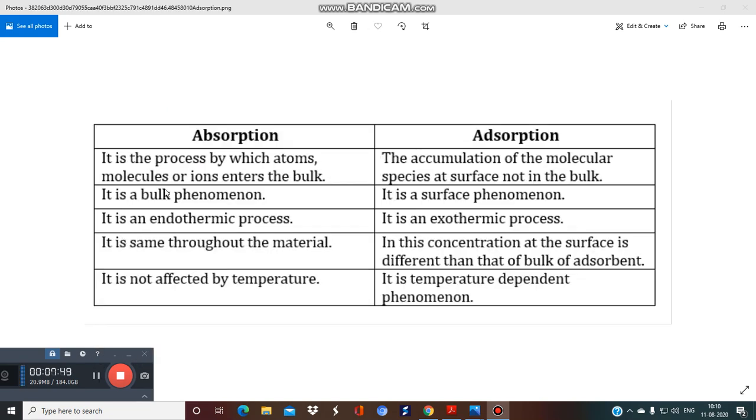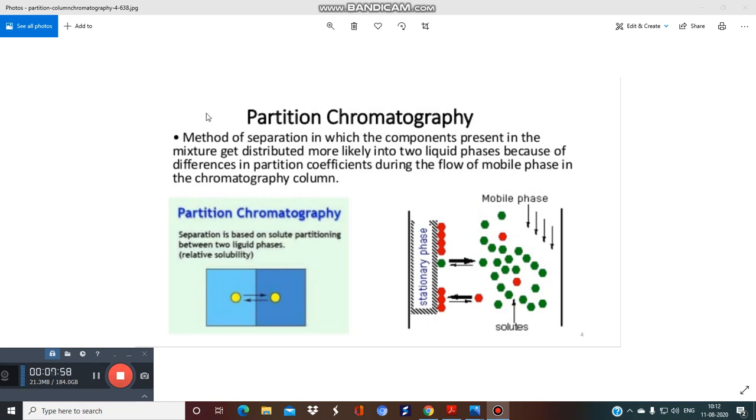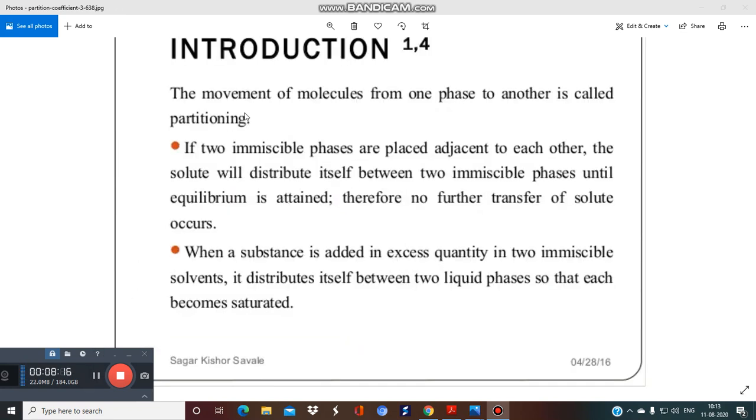Yes, so we can say that absorption is a bulk phenomenon, whereas adsorption is a surface phenomenon. Just see partition. What is partition? Partition is a method of separation in which the components present in the mixture get distributed more likely into two liquid phases because of the difference in their partition coefficient. So first of all, see what is partitioning. Partitioning is nothing but a movement of molecules from one phase to another.